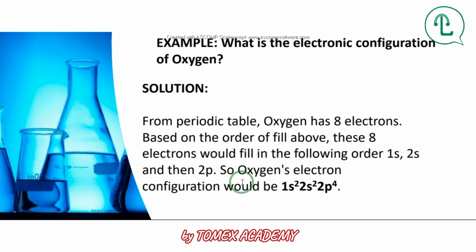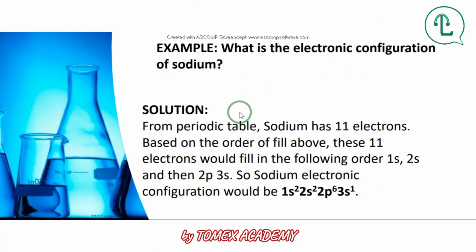So s can occupy a maximum of 2 electrons, and the next s also takes a maximum of 2 electrons here too. Now oxygen has 8 electrons. So if we have 2 electrons here, 2 electrons here, that's 4. And the remaining 4 electrons can stay in the p orbital, since p can contain a maximum of 6 electrons.